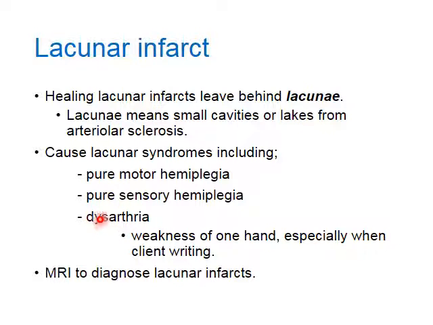This one here called dysphagia, it's incorrect. It should be dysgraphia. Okay. So dysgraphia is a weakness in one hand, especially when writing, so they have trouble actually writing. And we usually primarily use MRIs to diagnose these lacunar infarcts or lacunae that are left from them. Reason being is that we're looking for dysfunctional tissue that is happening within the brain. We don't see those well with a CT, we see it primarily with an MRI.